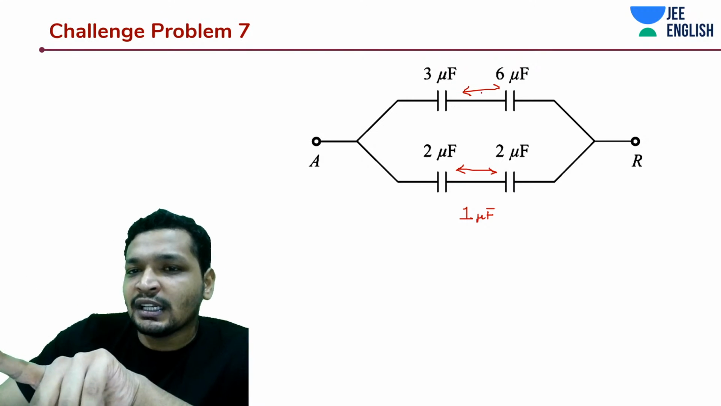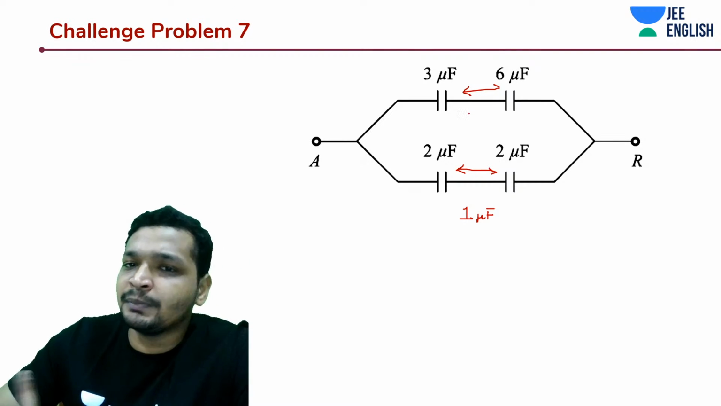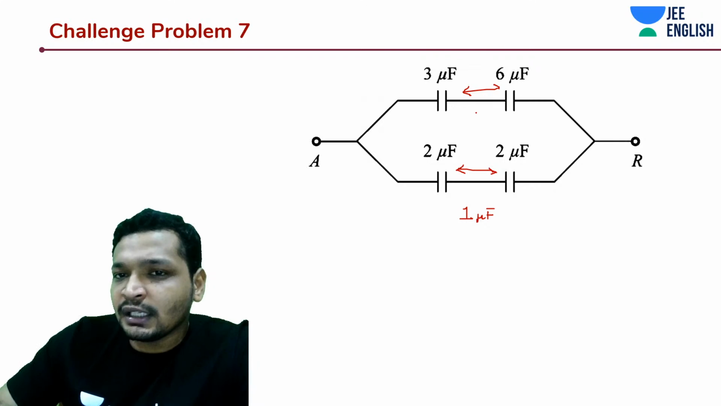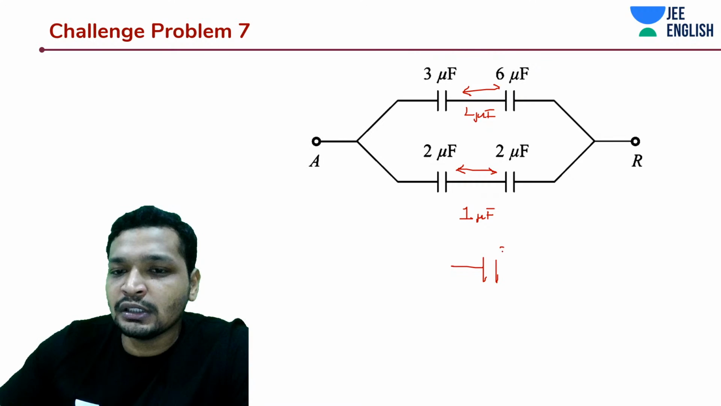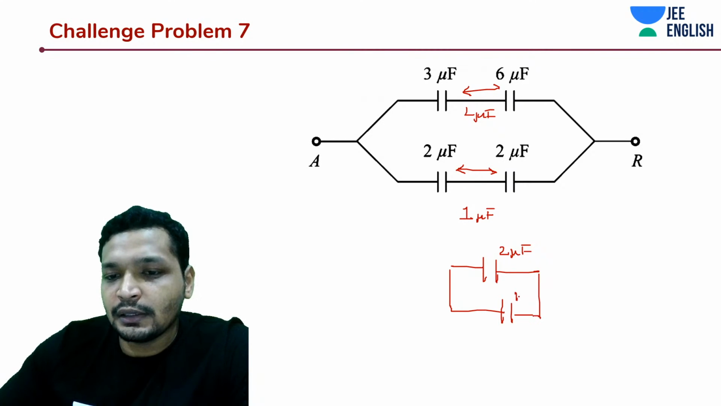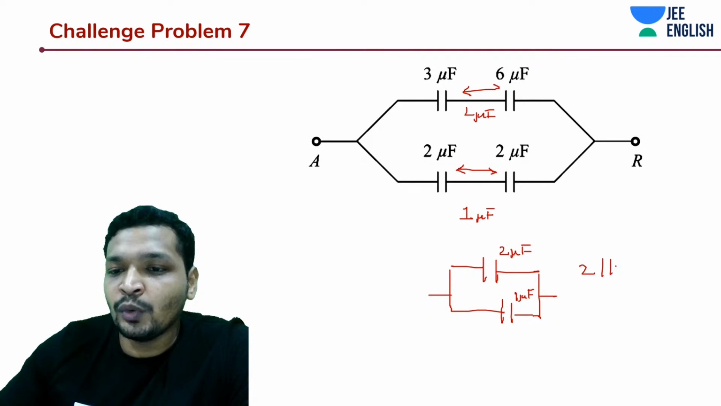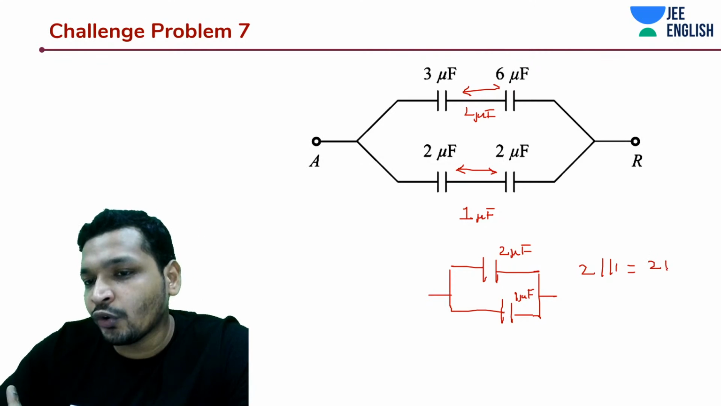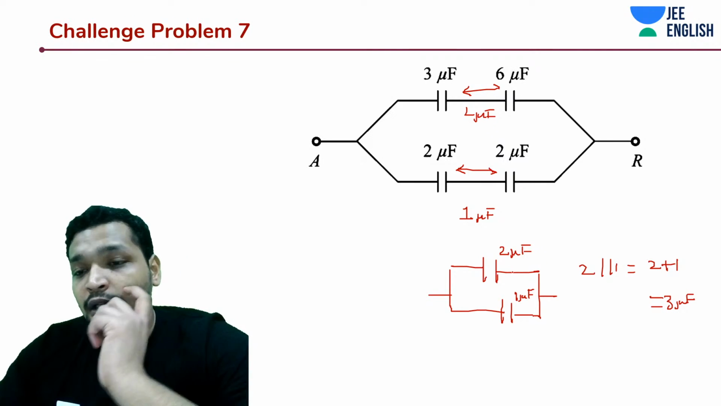If you get such resistors in parallel, it's going to be 2. You can also work it out. 1 by 6 plus 2 by 6, that's going to be 3 by 6. That's going to be 2 microfarads. So the effective capacitance is something like this: 2 microfarads and 1 microfarad in parallel, I'm sorry. So the net is going to be 2 and 1 in parallel. For capacitors, you're going to add them. That's going to be 3 microfarads.